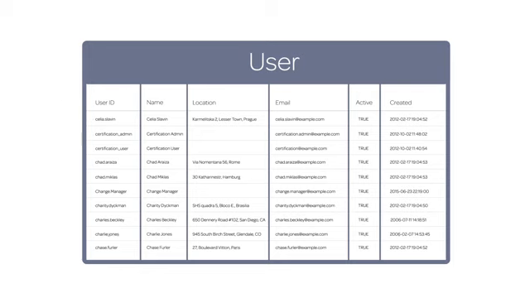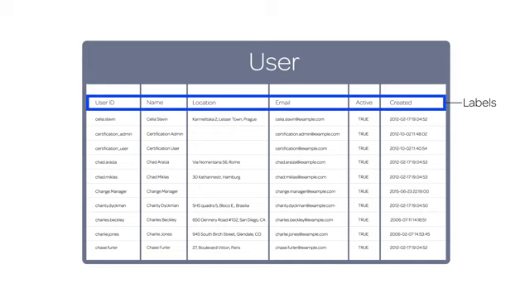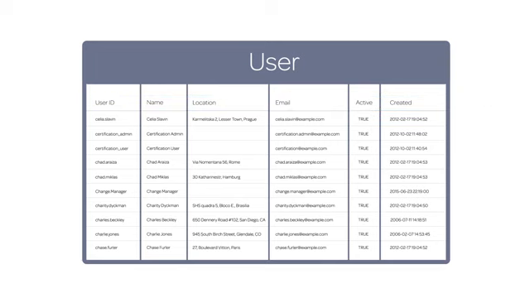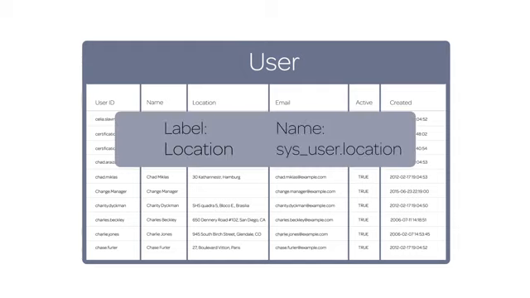Each field has three attributes: a label, a name, and a value. The label is a user-friendly term that allows people to identify the field, such as user ID or location, in the user interface. The name is a unique term that the system uses to identify the field in scripts and automated business processes. For example, the name attribute of the location field on the user table is sys_user.location. Don't confuse the name attribute with the name field on the user table, which is a label.